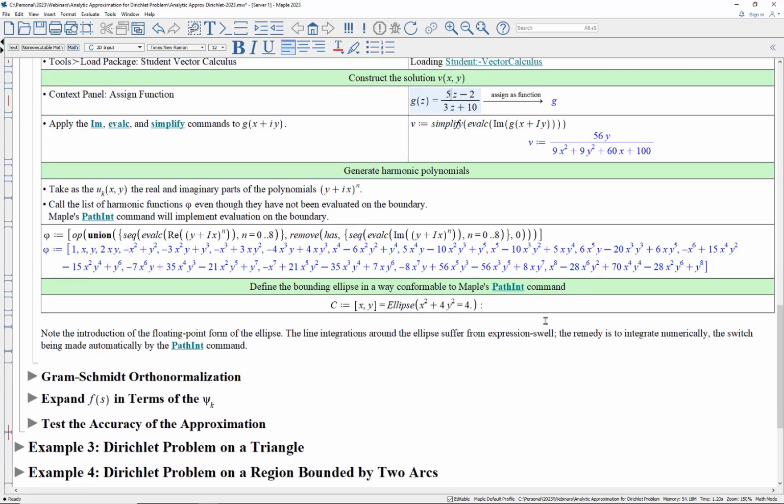My path is an ellipse, and I can define ellipse, and the path-in command will understand that. And if you'll notice right over here, I have a decimal point, and that will kick the integrations into numeric mode. Otherwise, I'm going to get elliptic integrals, and then I'm going to get expression swell of unimaginable size. So I've got to do numeric integrations here.